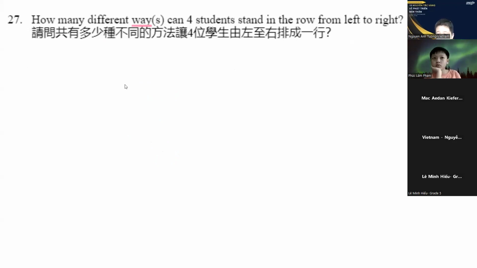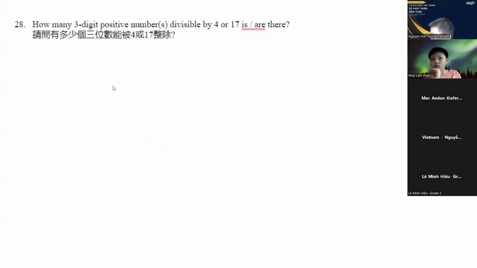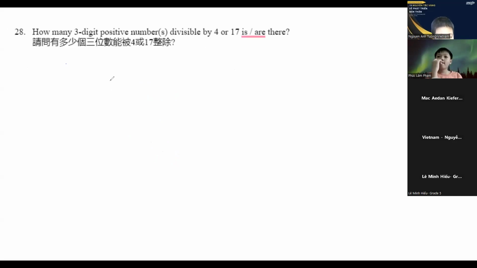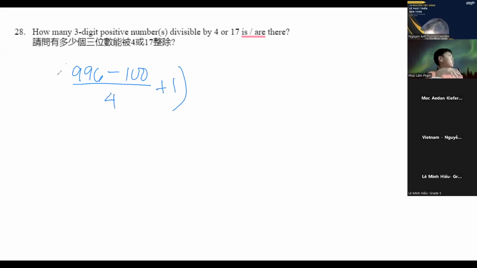Welcome. So again, number 27, this is just 4 times 3 times 2 times 1. We get 24. Now let's move on to number 28. How many 3-digit positive numbers divisible by 4 or 17 are there? So first, let's solve for how many positive numbers are divisible by 4. The biggest 3-digit number divisible by 4 is 996, minus 100, over 4, plus 1. So this is to solve for how many numbers are divisible by 4.